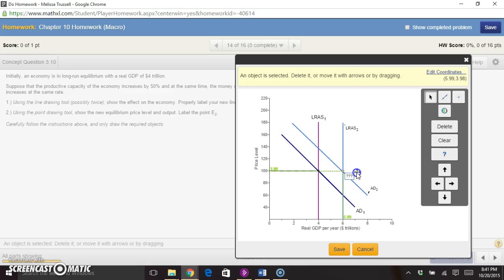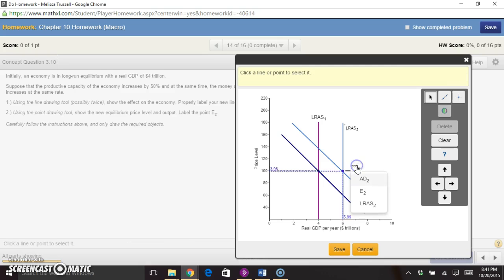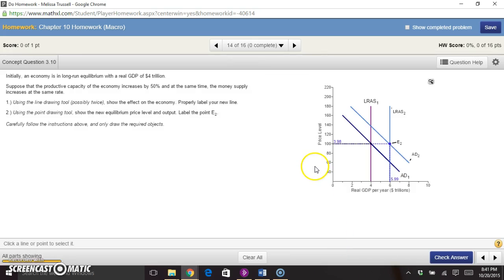So here I'm going to drag this out so that it doesn't overlap with things and make my econ lab freak out. And I'm going to say that's my second equilibrium. And save. And looks good.